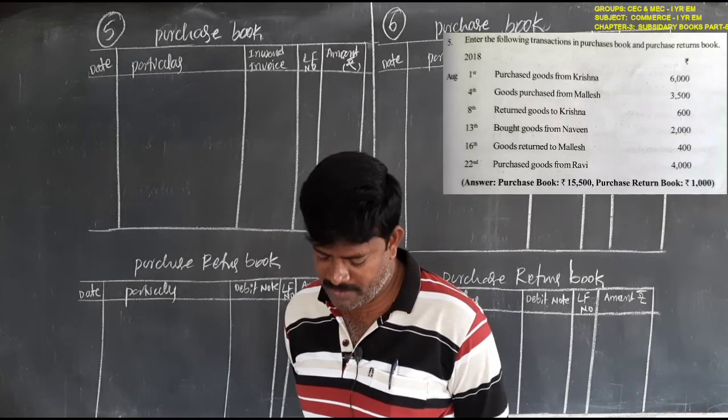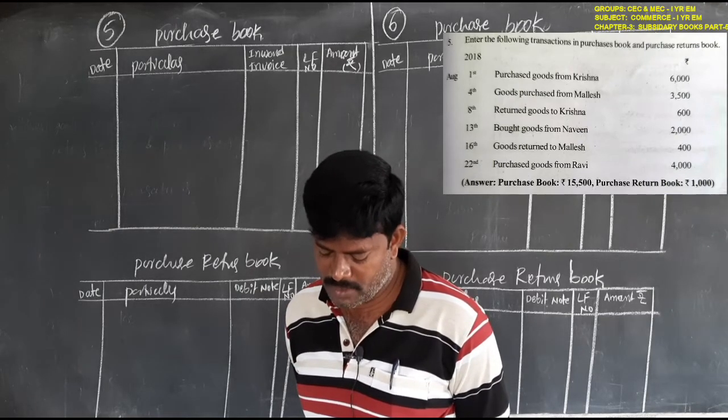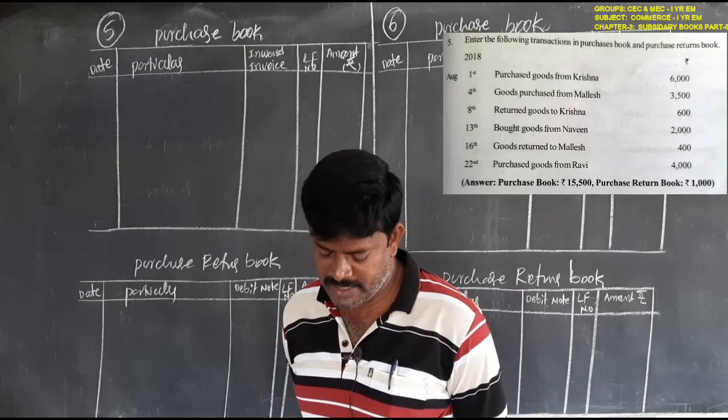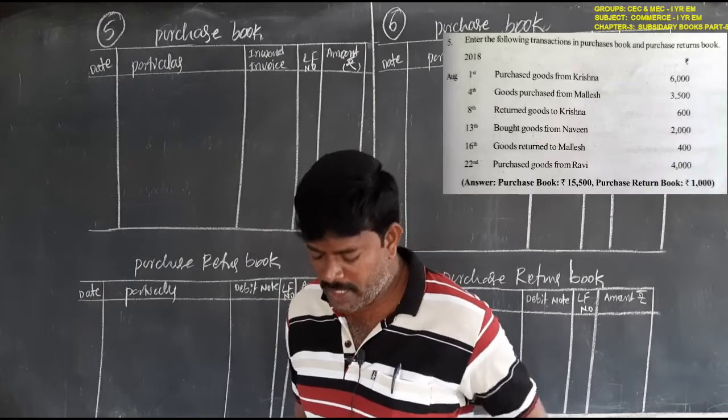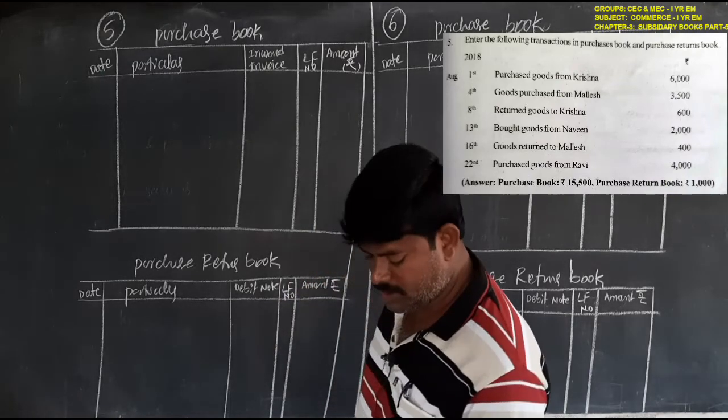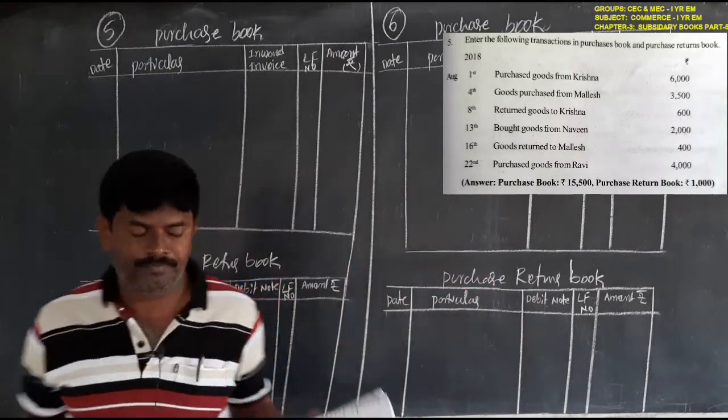Purchase goods from Ravi, it will come in the purchase book. Why? Because it is purchased on credit basis. Okay. Next, one by one.